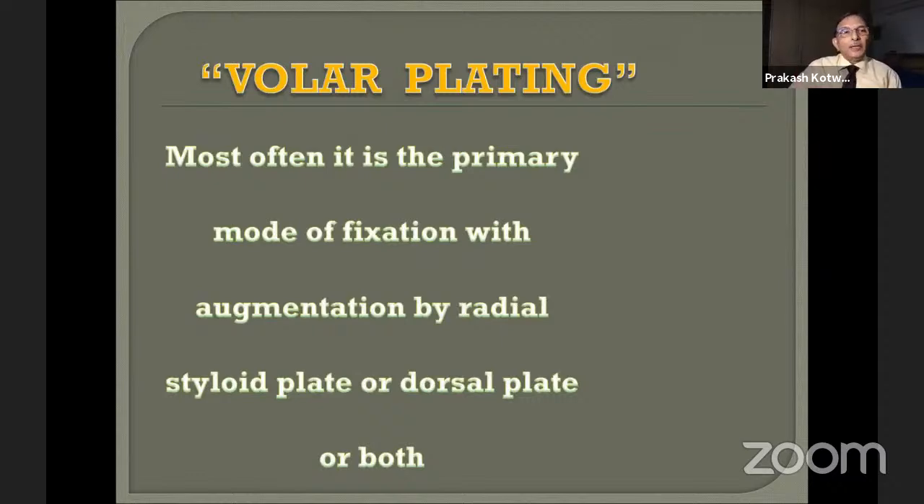Volar plating has a role. People have talked about it. Most often, it is the primary mode of fixation with augmentation by radial styloid plate or dorsal plate. Whenever you require double plating, ideally, it is the volar plate which is fixed first. So that gives a better stability, and then you decide whether you want to go onto the dorsal side or you fix a radial column or whatever.